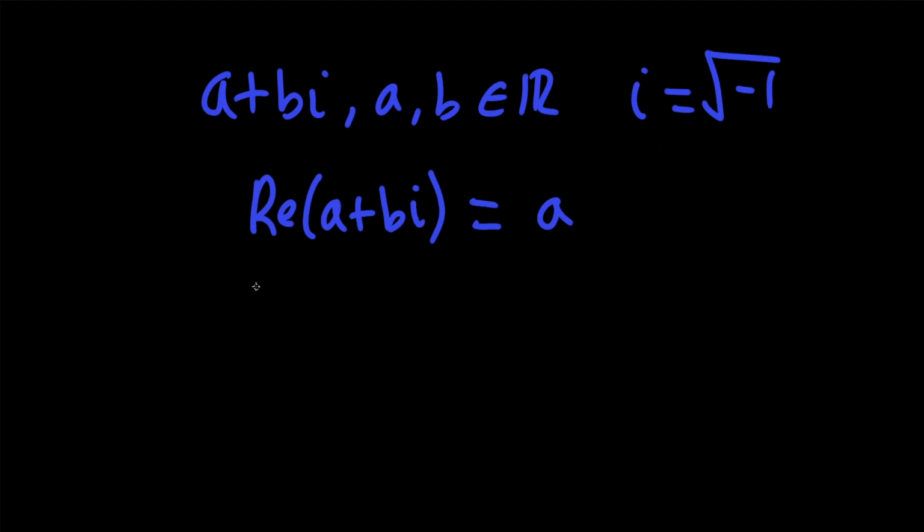Now, what about the imaginary part? Well, the imaginary part of a complex number is probably what you'd expect. It's the number that is being multiplied by i. So in this case, that number is b. Perfect. So we now know how to take the real and imaginary parts of a complex number. Now let's go ahead and dive into complex arithmetic.